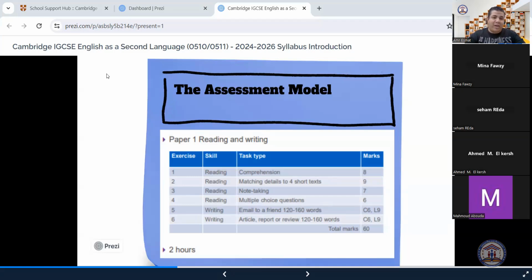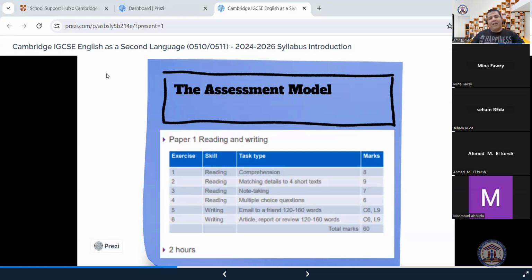Here comes exercise 3, which is note taking. And pay attention, it's not note making, because you're not making notes, you take notes. You have to read a reading passage, and after reading it, you will be asked to write notes on 2 items. One of them has 3 bullet points and the other one has 4. That's why the question is out of 7.